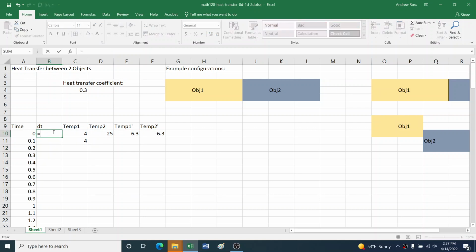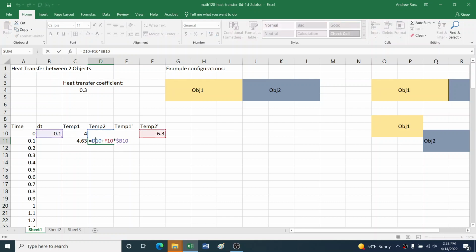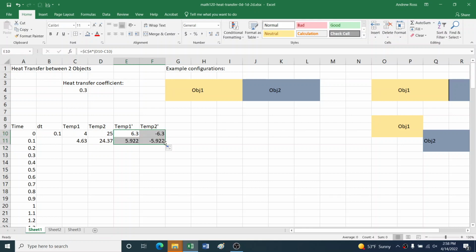All right, so let's put in delta t, which is just the next time value minus the current time value. And so we see that the temperature of object 1 went up a little bit. And now, if we did our formulas right, we can just fill this over, and it looks at now temperature 2 and temperature 2 prime and still the original dt. And then we can fill these formulas down.